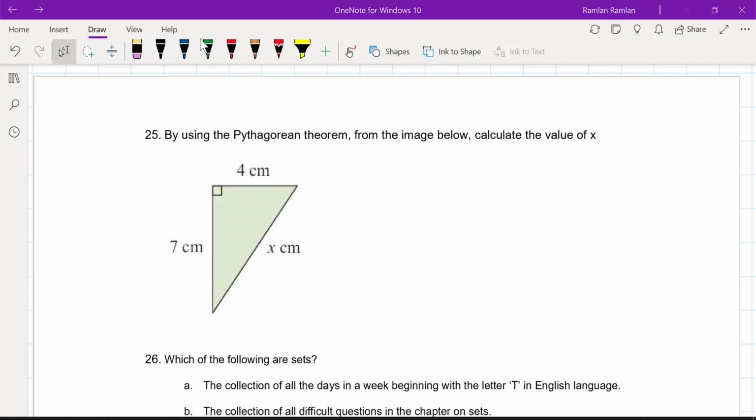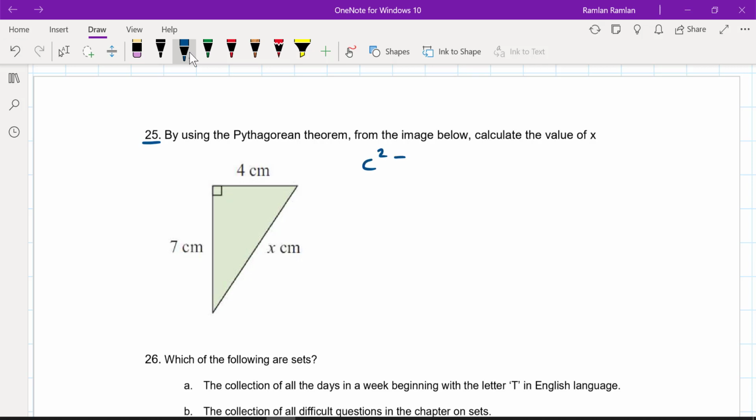Okay, number 25, this is going to be the last question for this video. By using the Pythagorean theorem from the image below, calculate the value of x. This is actually a lot easier than the previous question, right? In here we have a right triangle. We have 7, 4, and x centimeter, and we want to find the value of x. Remember that when you want to use the Pythagoras formula, you need to make sure that it is a right angle triangle, and we have this sign over here, which means that this is a right angle triangle.